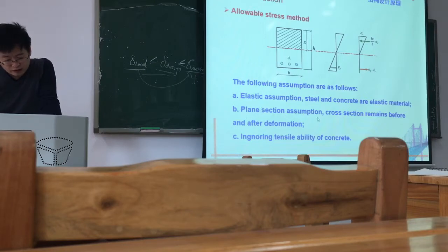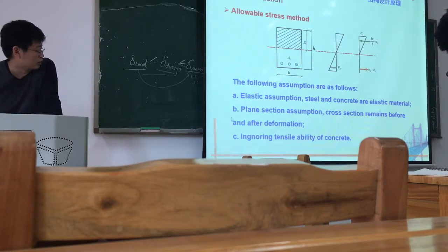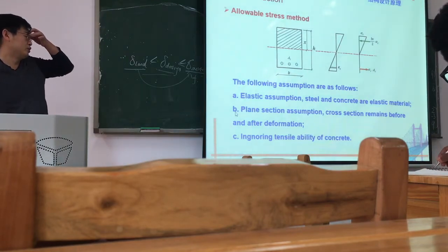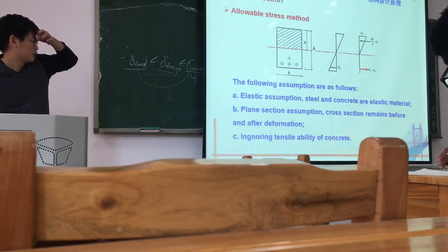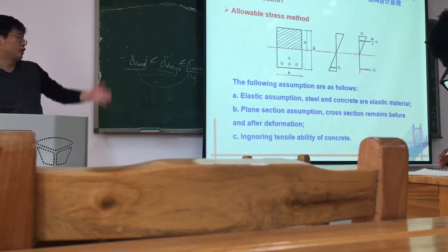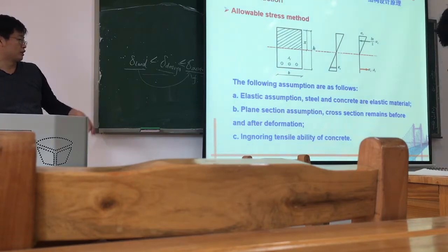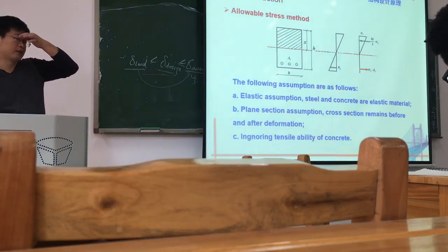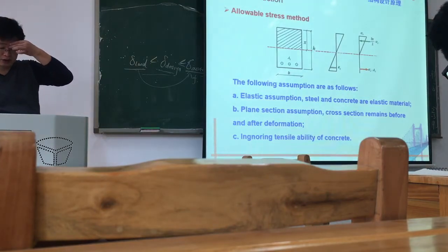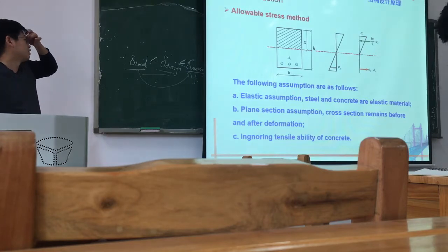And the plane section assumption. This assumption is also very important. We will use it often in real projects. With the plane section assumption, the cross section, despite the deformation, will not warp or distort, and keeps its plane. The third is ignoring the tensile ability of the concrete. Those are the three basic assumptions for this method.